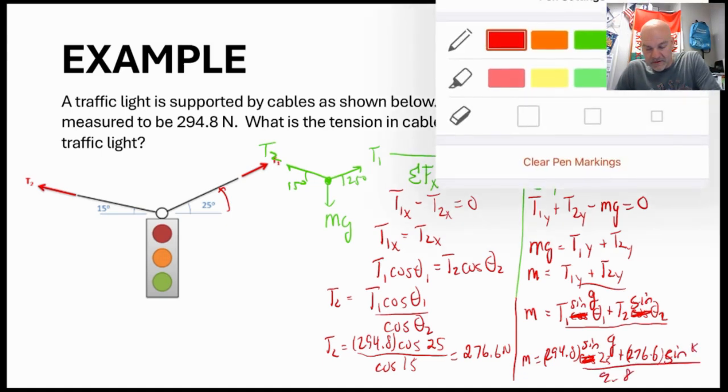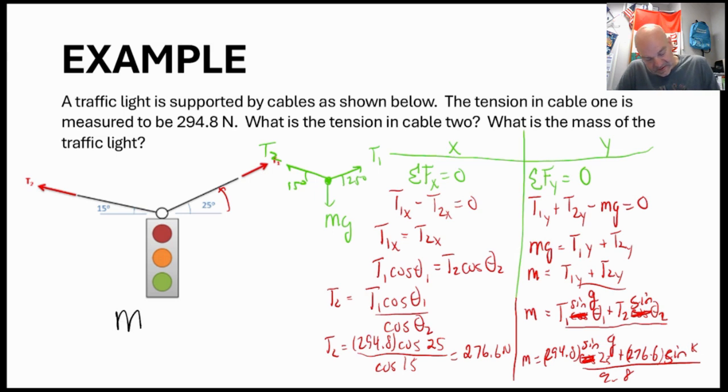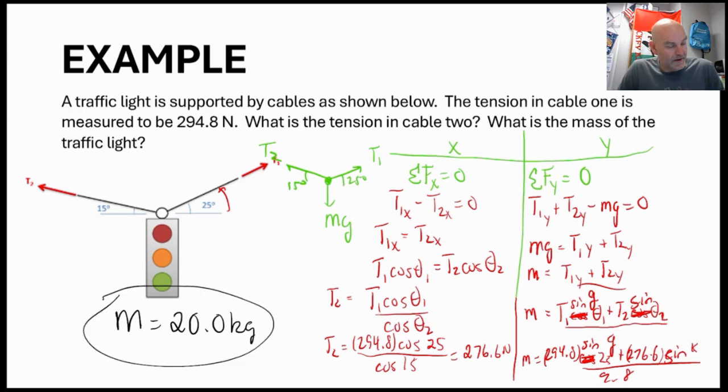All right, I'm going to move over here. This tells me that the mass of my traffic light is about 20 kilograms. And here was our tension 2.